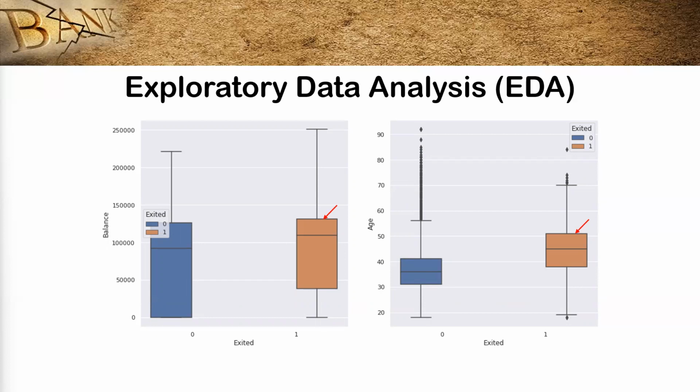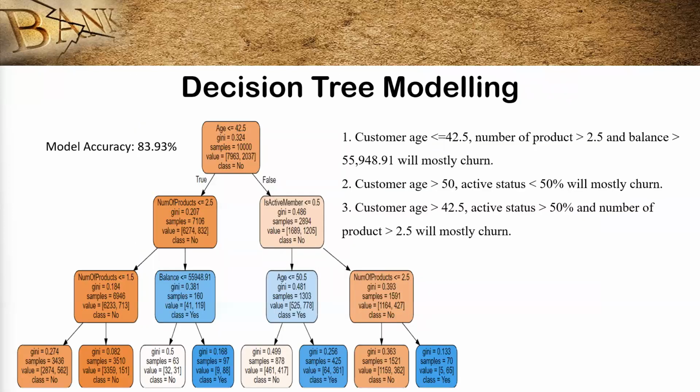Okay, this is the decision tree. The customer with age less than 42.5, having number of products more than 2.5 and balance more than 55,948 will mostly churn. The customer with age more than 50, having active status less than 50% will mostly churn as well. The customer with age more than 42.5, showing active status more than 50% and number of products more than 2.5 will mostly churn also.